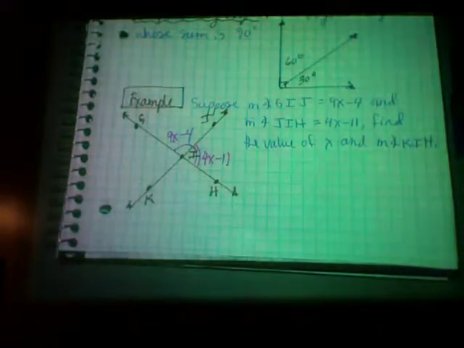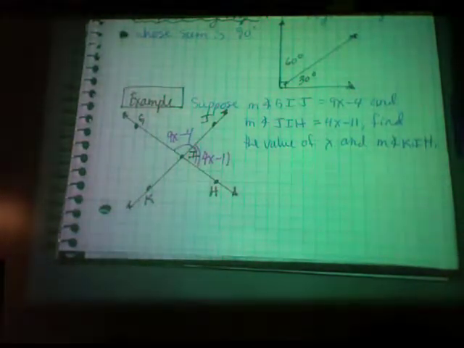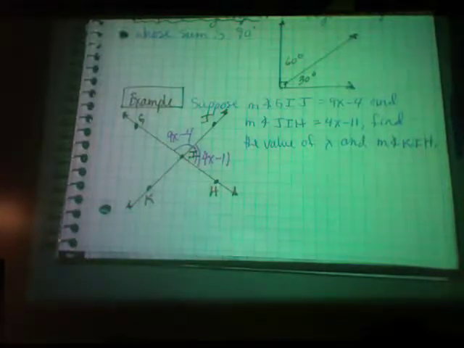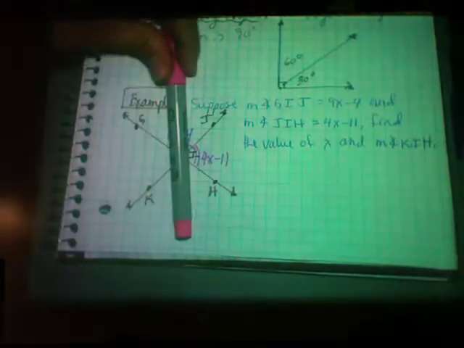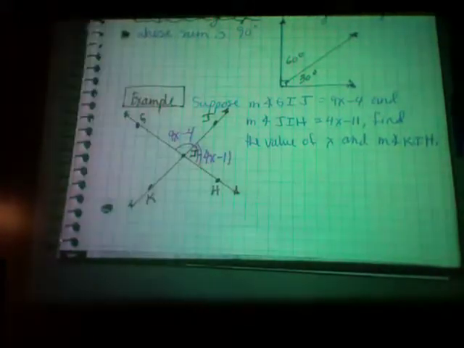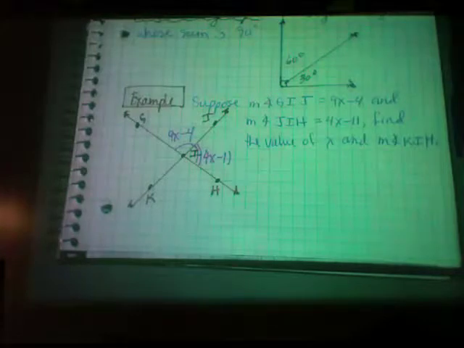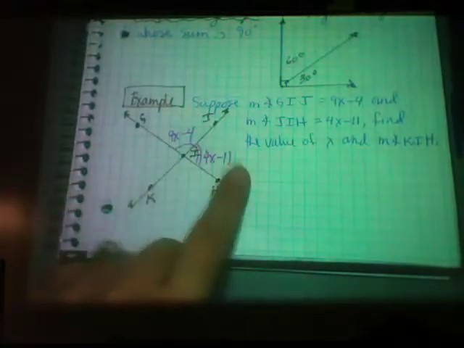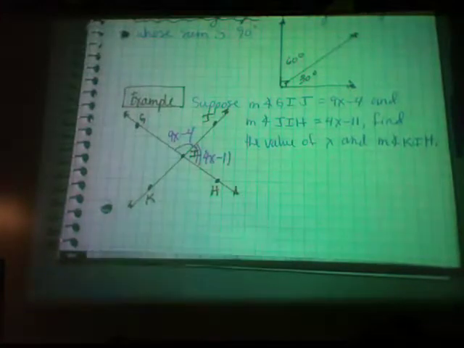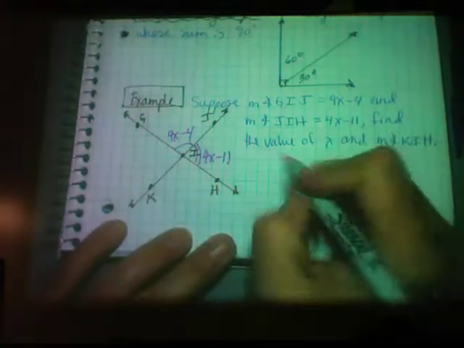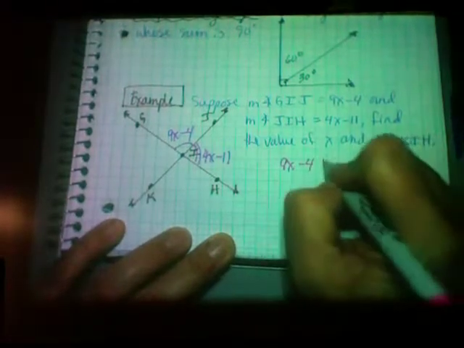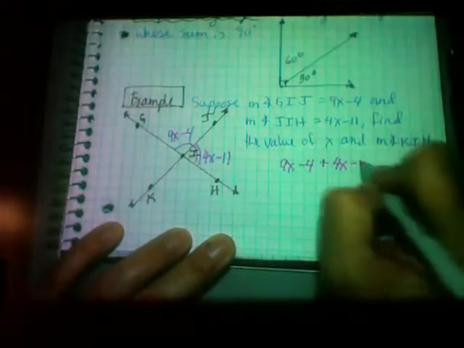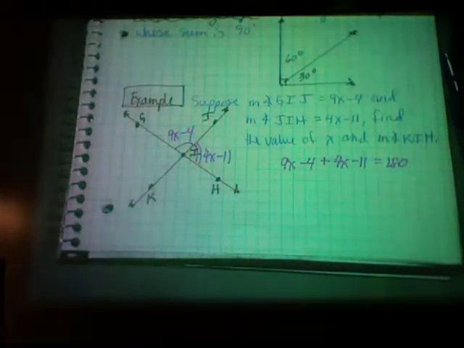Are those vertical angles? Are they directly across from each other? No, these two angles would have been vertical, right? So are these two angles, can we assume they're equal, or do we have to assume they're not equal? We have to assume they're not equal, right? Because only vertical angles are equal. What do we know that those add up to, though? 180, because they form a straight line. So wouldn't your equation to solve be 9x minus 4 plus 4x minus 11 equals 180 degrees? Solve for x, please.